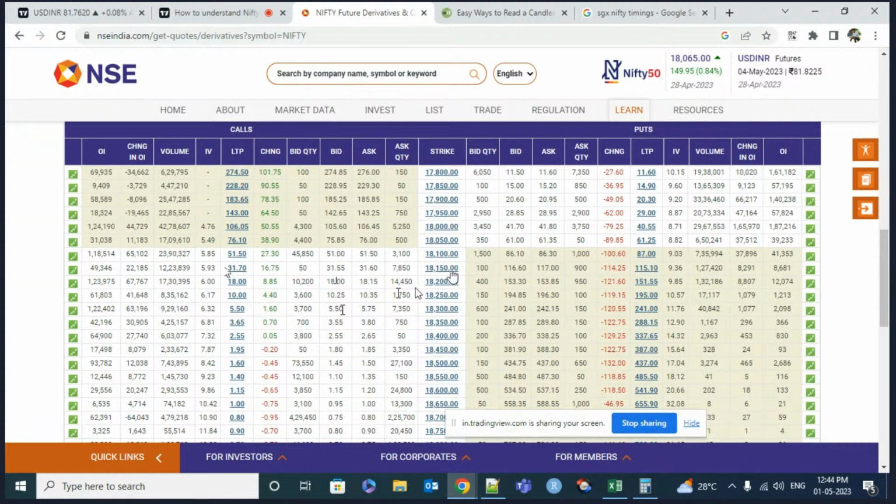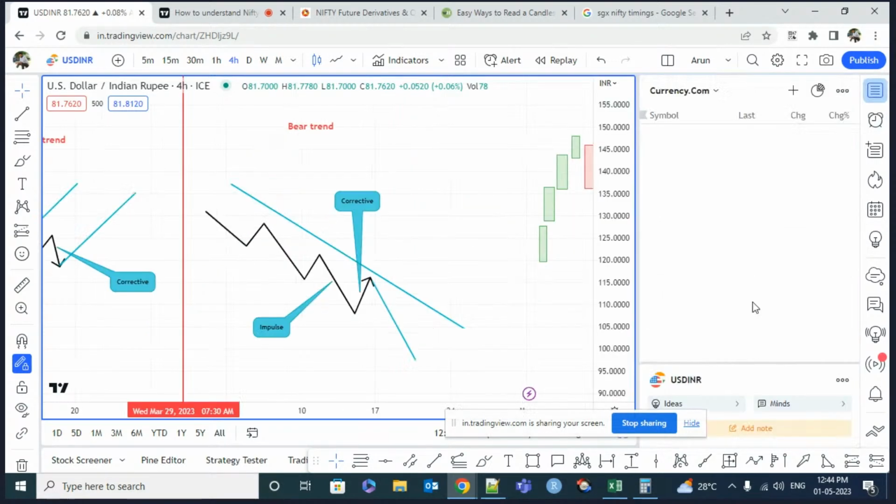And you can enter that option. So this is the basic understanding of options. So let me see the chart now. Let me show something in the charts.